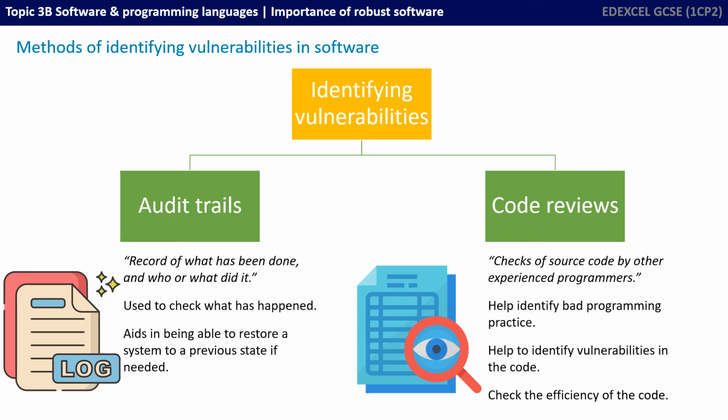The second one is code reviews. Now this is literally the checking of source code by other experienced programmers. This has various advantages. It can help to identify bad programming practice. It can help to identify vulnerabilities in the code or areas where the code could or should be made more robust. It can help to check the efficiency of the code.